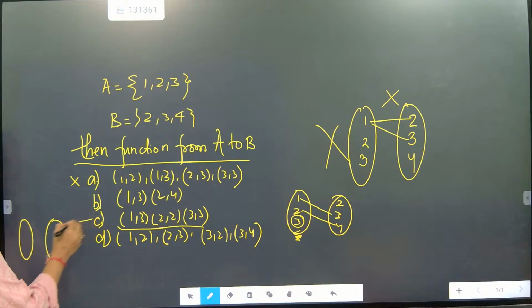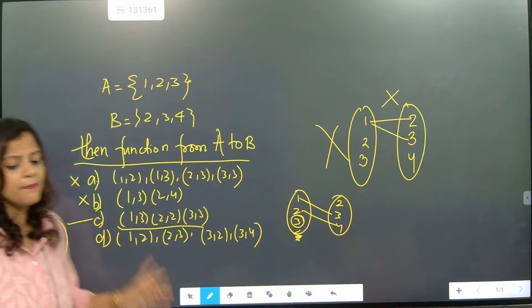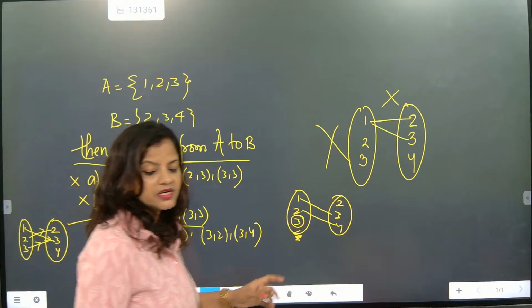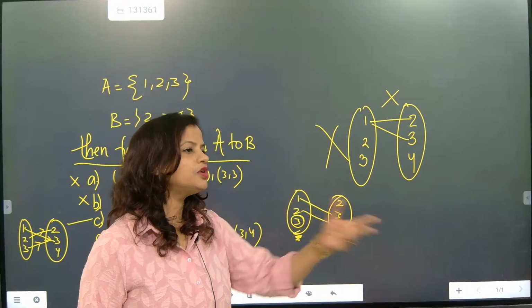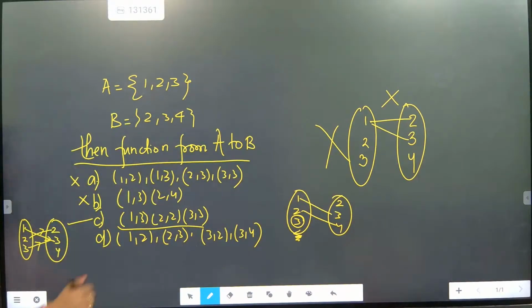Let's talk about the third one. So this is also not possible. Now 1, 2, 3 and 2, 3, 4. The mapping 1 to 2, 2 to 2, and 3 to 3 looks like a function because all the domain elements are mapped. This can be considered as a many-one function. Why? Because all the domain elements are mapped, and two inputs are having one output.